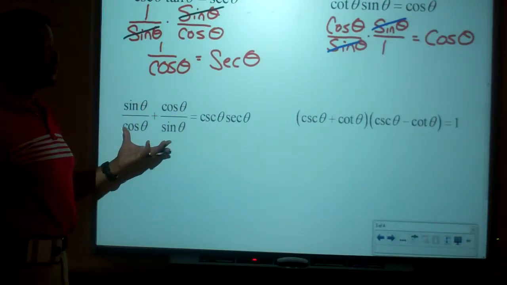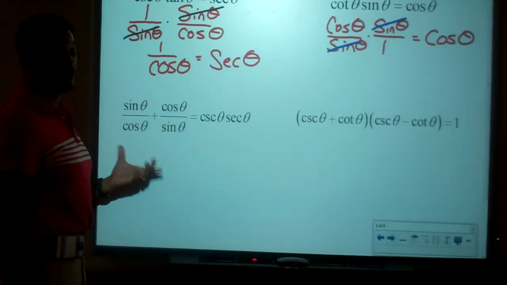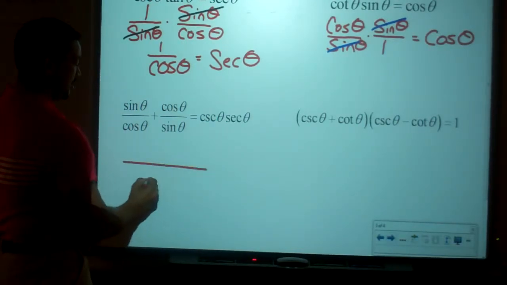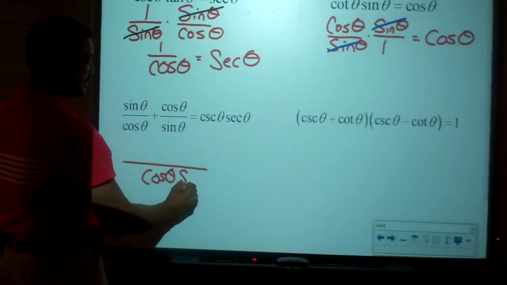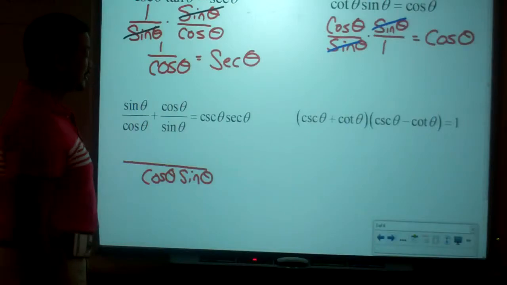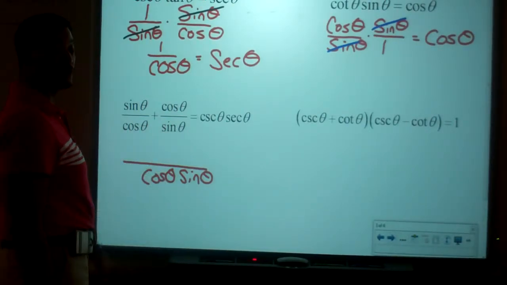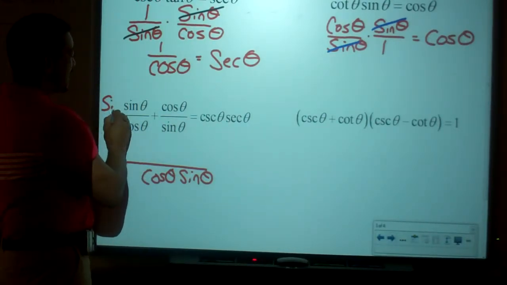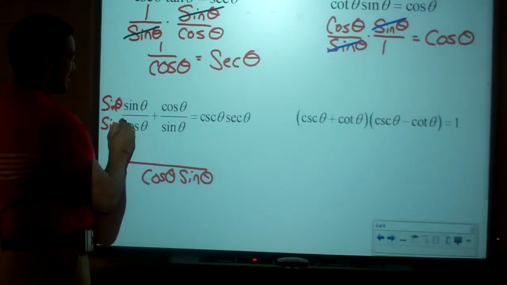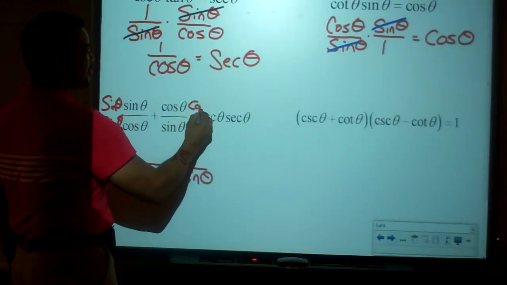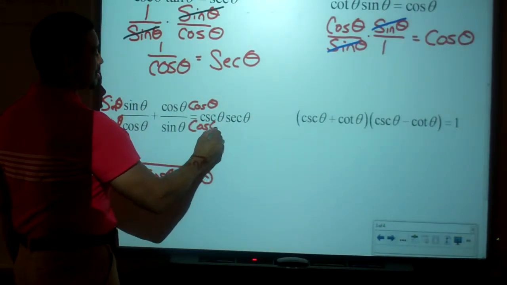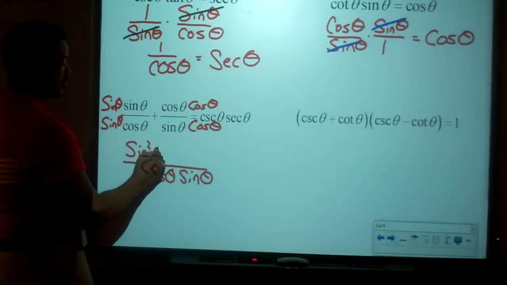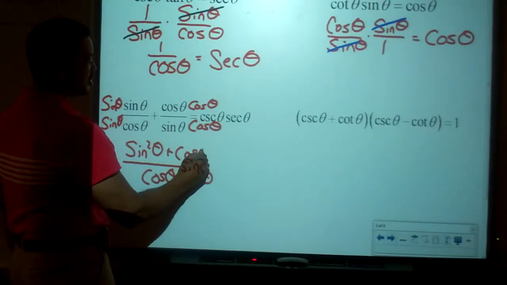Over here, we've got addition, we've got 2 fractions, so what do we need? Yes, we've got to have a common denominator. And if you look at this, the common denominator is going to be cosine theta, sine theta. Just like if this was 3 and 4, we'd put those together and get 12. So if it's cosine theta and sine theta, I'm going to multiply the top and bottom of this one by sine theta, and the top and bottom of this one by cosine theta. The bottom part's going to give me this. The top part's going to give me sine squared theta plus cosine squared theta.